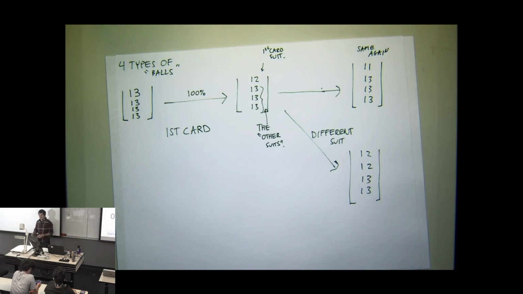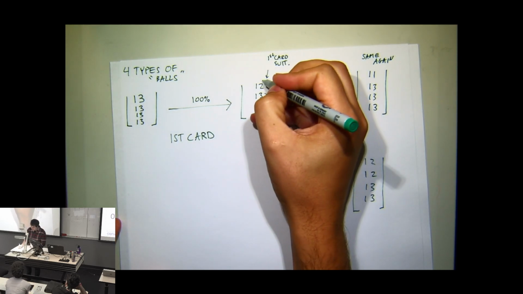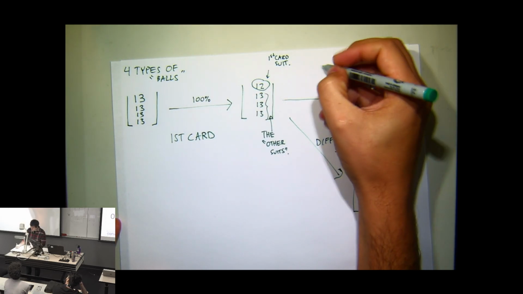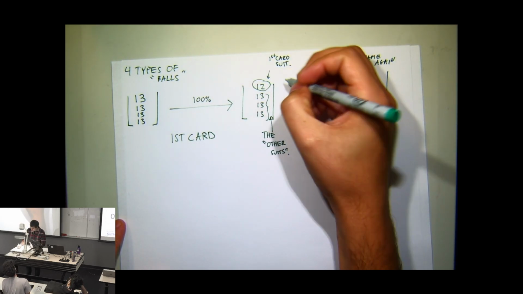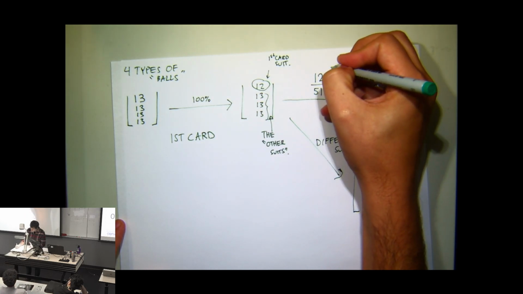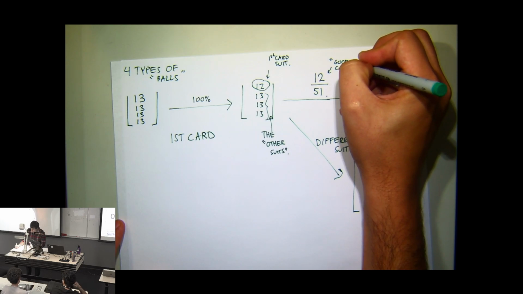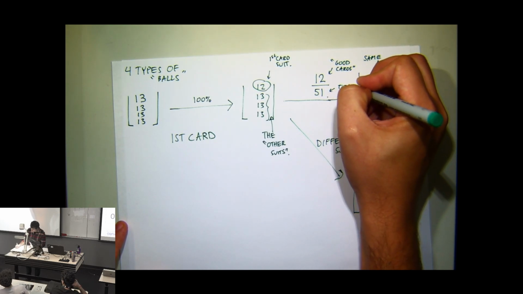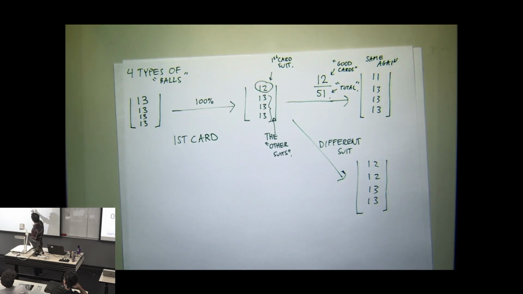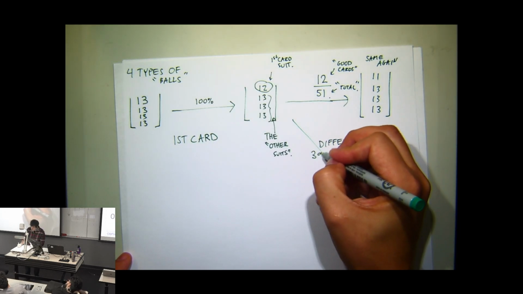Why is it 12 over 51? Let's look over here at our urn. This is the probability tree. We either go along this branch and we get the same suit twice, or we go down this branch and we get a different suit. How many ways are there to go? Well, there's 12 cards to be chosen. How many total cards are there? 51. So there's 12 good cards and there's 51 total. On the other hand, going down here is 39 over 51.